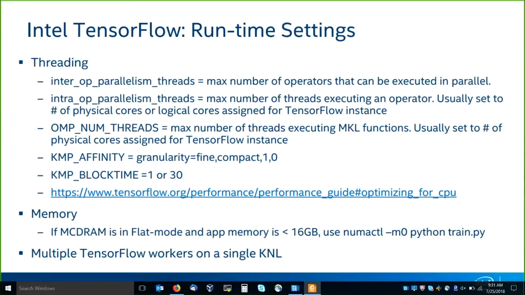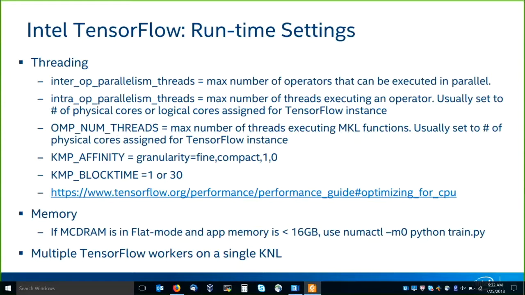KMP_AFFINITY and KMP_BLOCKTIME are the two environment variables read by the Intel OpenMP runtime library. The affinity makes sure that threads are not moving during runtime, and we are pinning them to the physical cores available on the chip and not the hyper-threaded cores. The block time, the default value is 200, which is too high. This is a time in milliseconds that a thread, after completion of its work, waits before going to the sleep state, so that the next time a parallel section is opened, those resources are freed up. We have seen cases where it's typically set from 1 to 30.